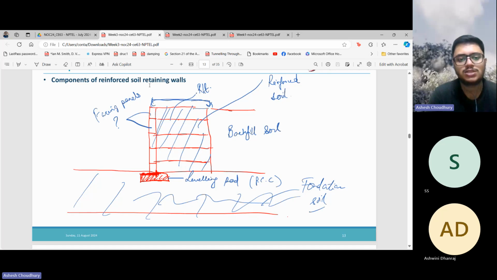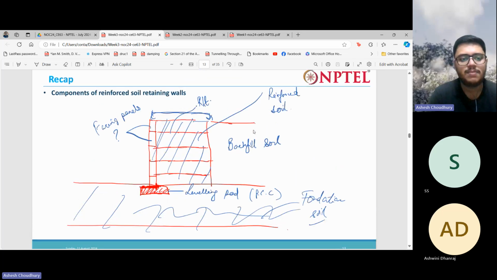So what are the components of reinforced soil walls? You have this leveling pad at the beginning. This is the foundation soil. You have the leveling pad. Then you have the facing panels. Then you have the reinforcement. Then you have the reinforced soil. You have the backfill soil. So all these are the basic components of the reinforced soil retaining wall system.